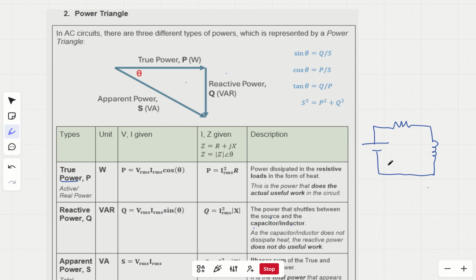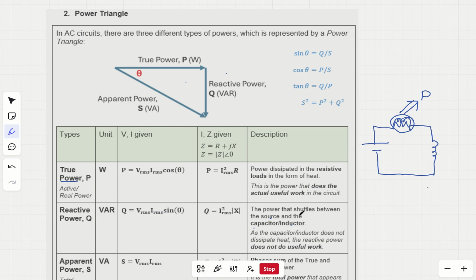So if you have a circuit like this, this is the resistor. Okay, a resistive load could be, for example, a light bulb. So the power which is dissipated here, the light and heat which is dissipated here, is called the true power. Okay, then we have the reactive power.